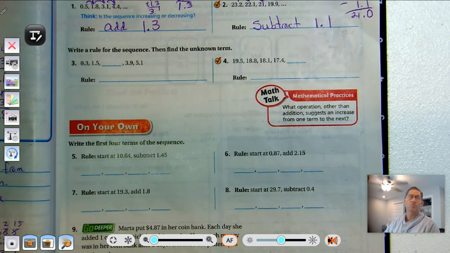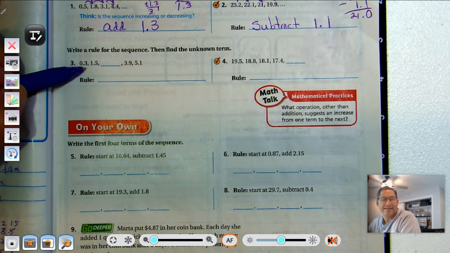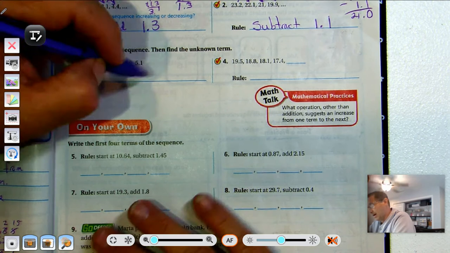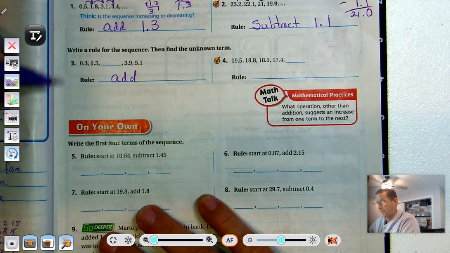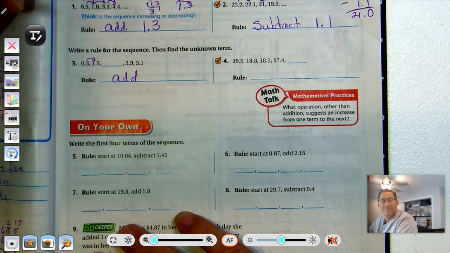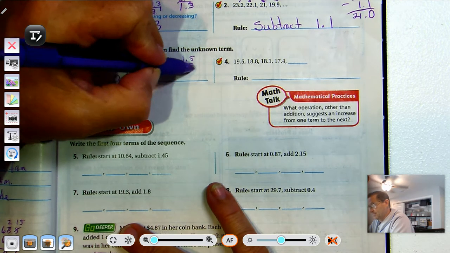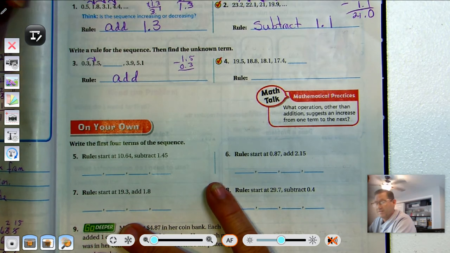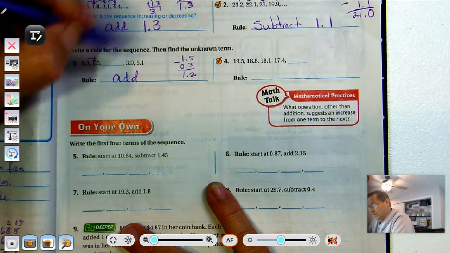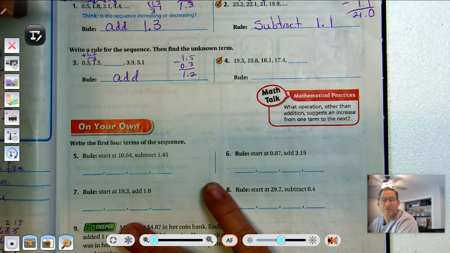Number 3, write a rule for the sequence, then find the unknown term. So we're going from 3 tenths to 1 to something to 3 to 5. It's going up. Okay, so how did they go from 3 tenths to 1 and 5 tenths? Well, we can subtract them to find the difference. 5 tenths take away 3 tenths is 2 tenths, and 1 take away nothing is 1. So this is increasing by 1.2, or 1 and 2 tenths.